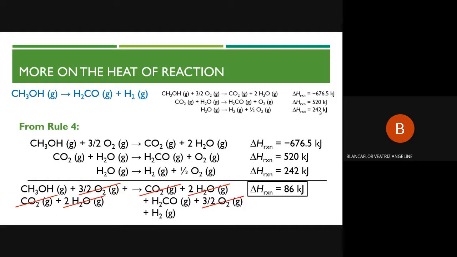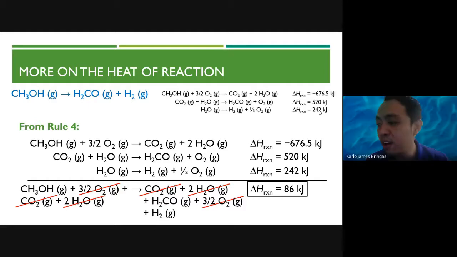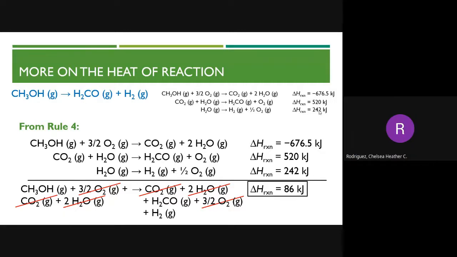Okay po sir, thank you po sir. Okay, thank you, Bea, for that one. Other questions? Anyone? Sir, I have a question. If we add them, what if there are two compounds on the reactants or on the products side? Can they interchange positions, sir?